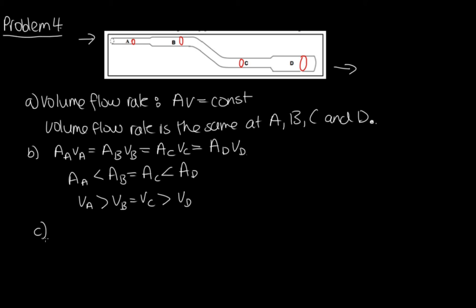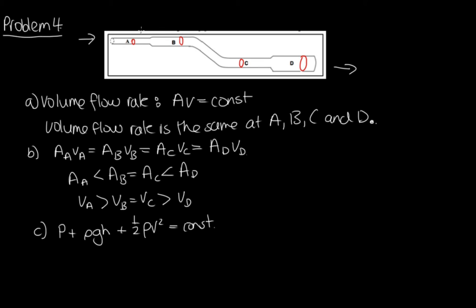So part C, we need to rank the pressure at the 4 points. So to rank the pressure, we're going to need to make use of Bernoulli's equation. We've got that the pressure plus rho gh, the height, plus a half rho v squared is constant.